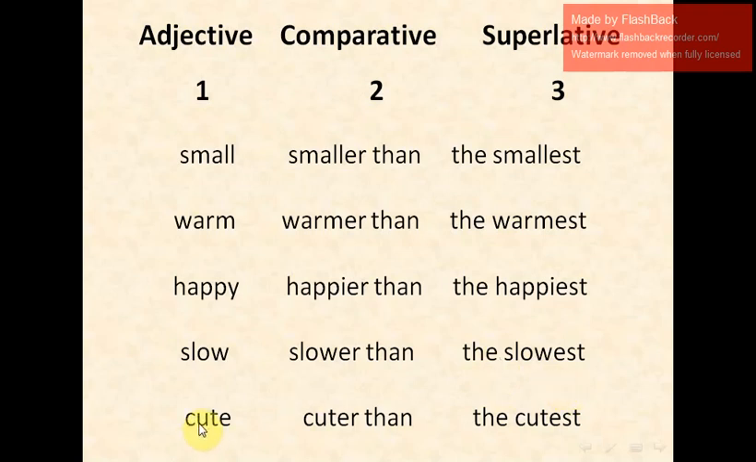Cute. One person is cute. Cuter? This means I'm comparing two. Cutest. The cutest. I'm comparing this girl to all the girls of the world, and she is the cutest one of them all.